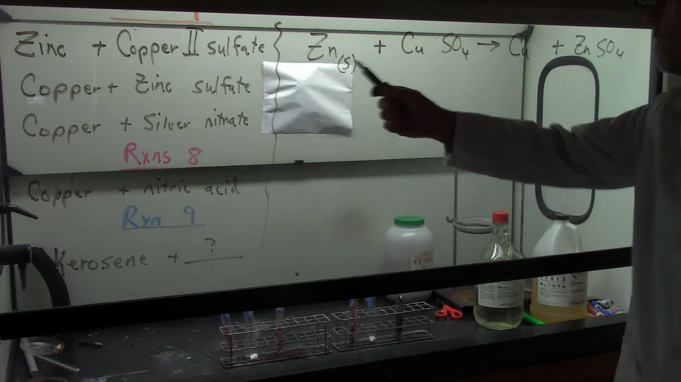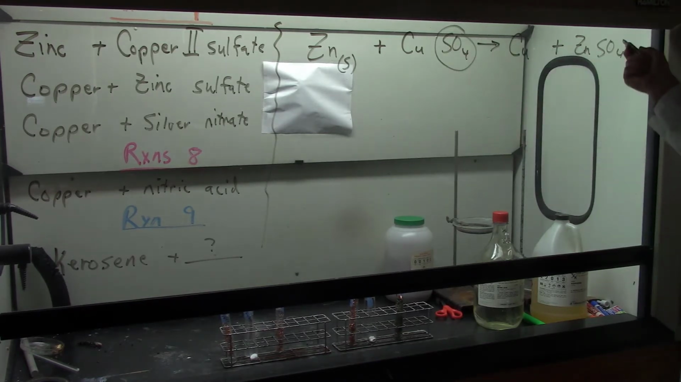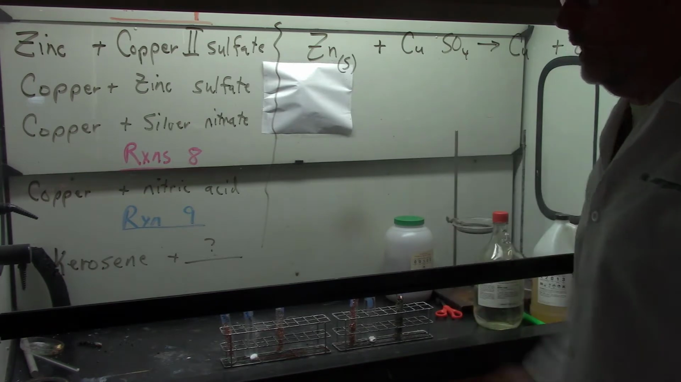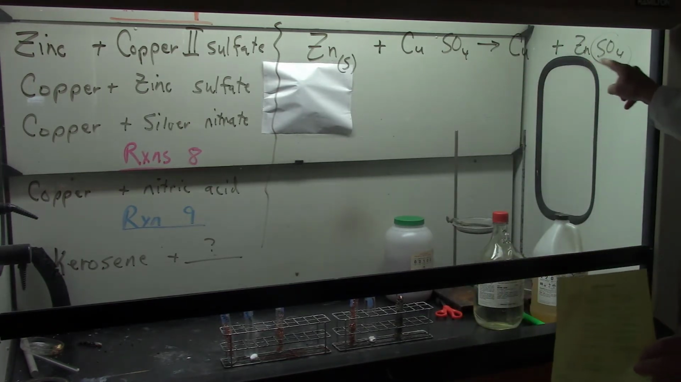So let's balance it. 1 zinc, 1 zinc, 1 copper, 1 copper. Sulfate is one thing. We're good. It's a 1-to-1 to 1-to-1 mole ratio. Why did this reaction occur? Looks to me like when this reaction was done, zinc was with a buddy.